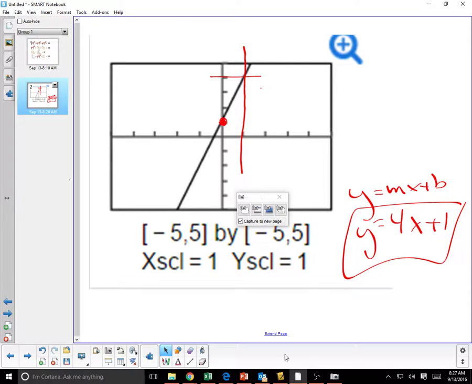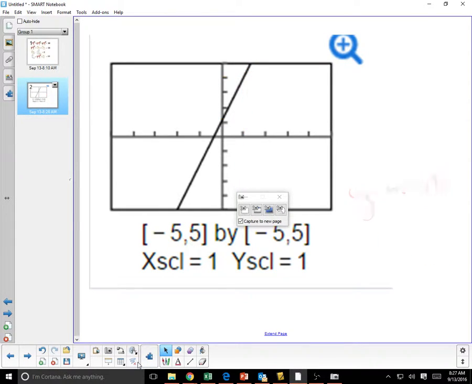There's only 3s? X scale is 1, y scale is 1. No, for the answers, they only give you 3. Really? There's 3x minus 1, 3x plus 1, negative 1, x equals negative 1. Does that look like it crosses there? No. That's what I told you.